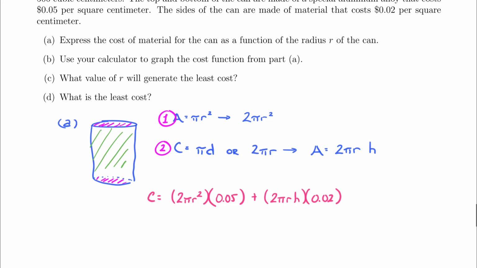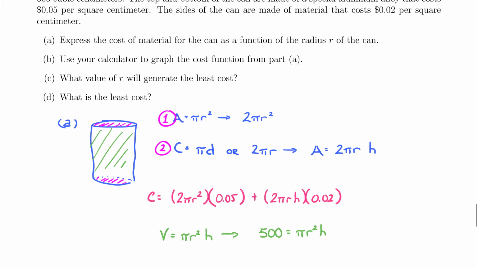And then now we have this one extra variable floating around in there, the h, that we need to figure out a way to get rid of. And the way we'll do that is by utilizing the fact that we're given the volume of this can. Remember, volume of a cylinder is pi r squared times h. Well, in this particular problem, we know the volume to be 500 cubic centimeters, and that's equal to pi r squared times h.